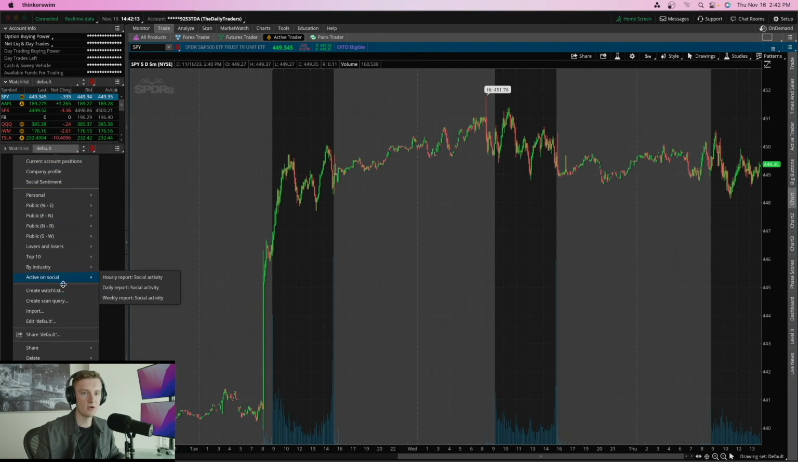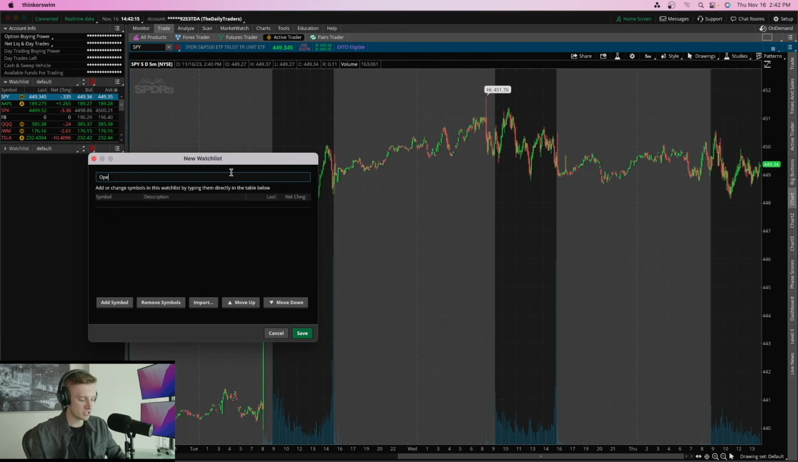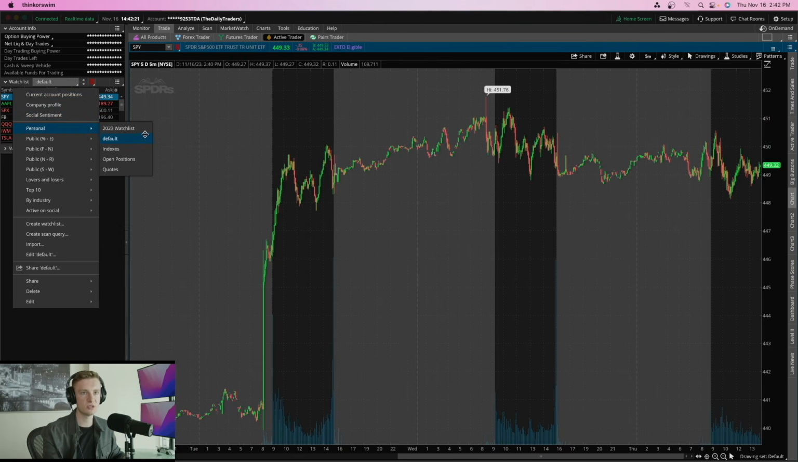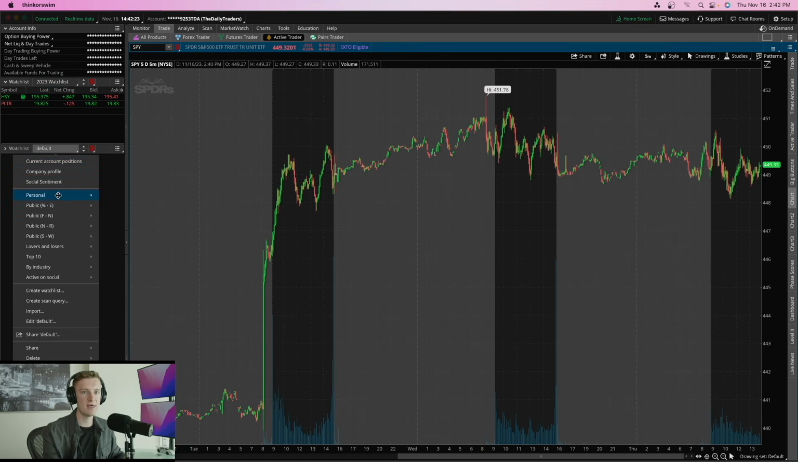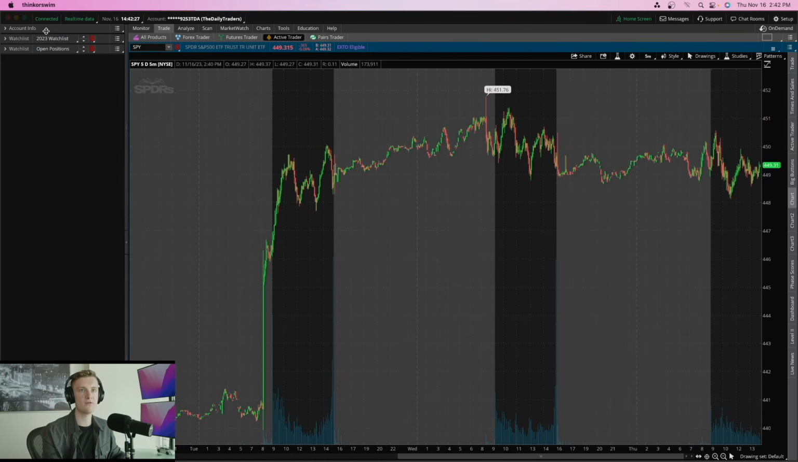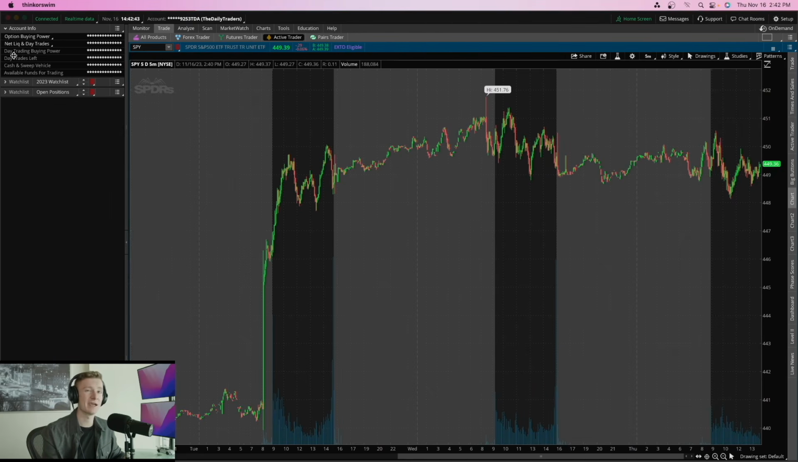So default, create watch list, open positions. So I'm just gonna be using that 2023 watch list and open positions. If you go to personal, you can see 2023 watch list and then personal, open positions. So super easy. Under account info, there's gonna be all of your account information, how much money you have in your account, how much buying power, how much option buying power. Now I am on a margin account because I do have over 25,000 in my account. So yours is going to look a little different there.